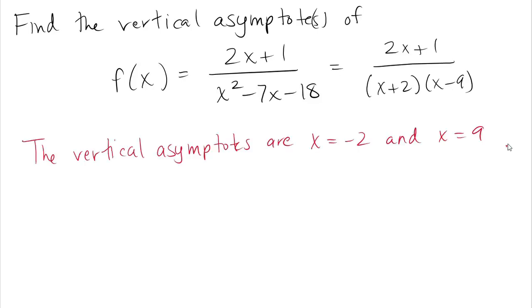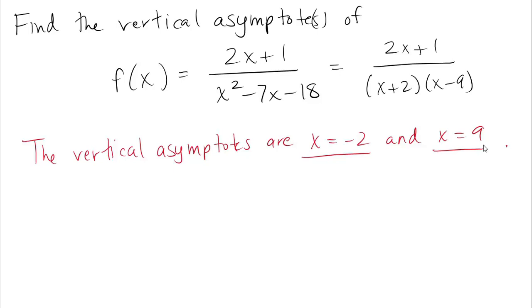Quick nerd point about how we write our answers. It's important that you write the vertical asymptotes as equations. X equals negative 2, x equals 9. These are equations of lines. They're not solutions to an equation. So you can't say the vertical asymptote is negative 2. Negative 2 isn't a line. Negative 2 is a number. But x equals negative 2 is a vertical line. X equals 9 is a vertical line. So make sure you write those as equations.